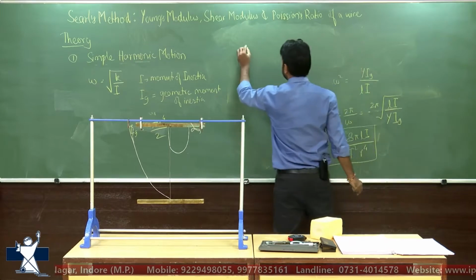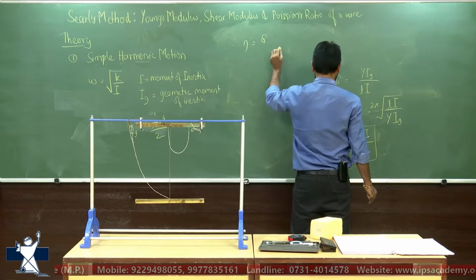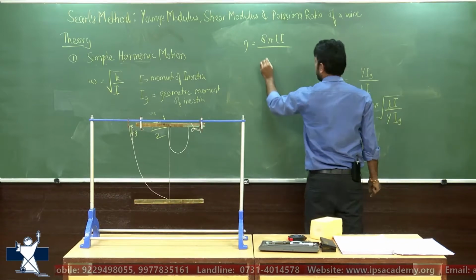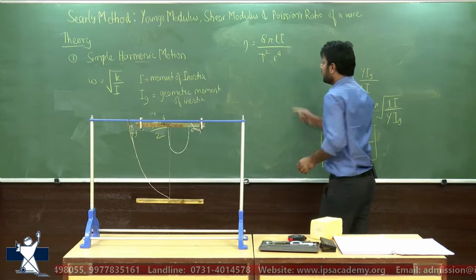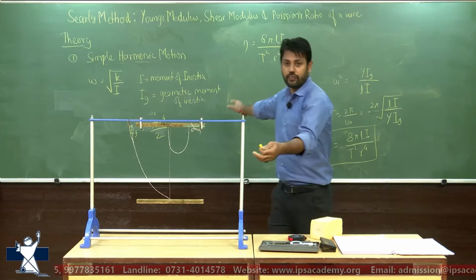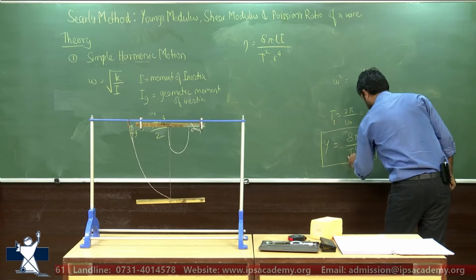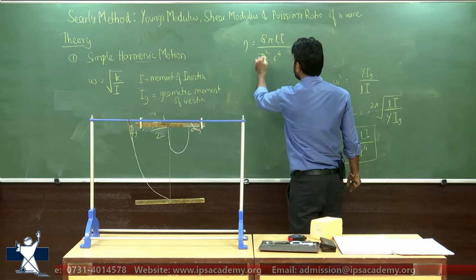So we will get the same relation, eta equals 8 pi L I by T square r to the power 4. But here the time period is a different one. So I'm going to call this one T1, because that was a different oscillation, and this time period will be T2.